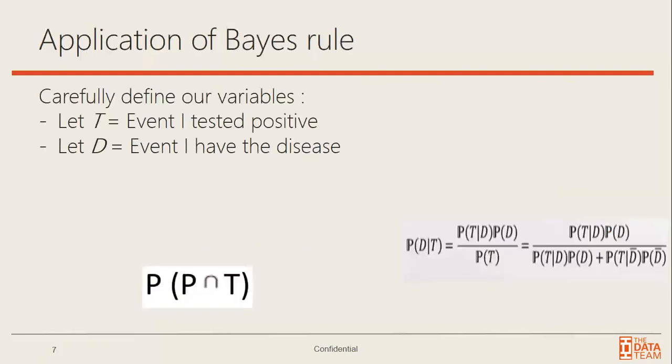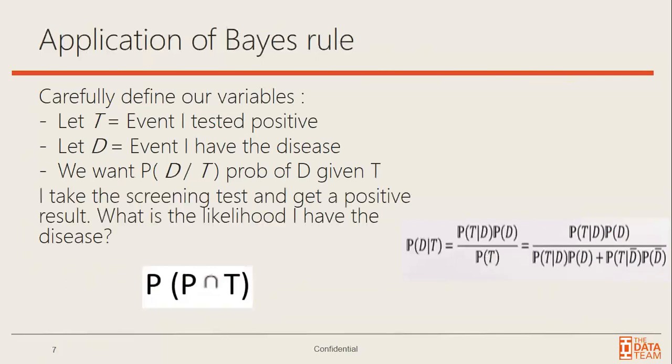So let's carefully define the variables. Let T be the event that I tested positive when I took the test. Let D be the event that I have the disease. That means I'm having a disease like fever, and therefore the doctor told me, why don't you take the test? Event T is the test successfully showing a positive result. We want to know the probability of D, that I have the disease, given that I took the test and the test showed a positive result. That's P of D given T, the probability of disease given tested positive. So this is the screening test. What is the likelihood I have the disease? This is what we are trying to solve.